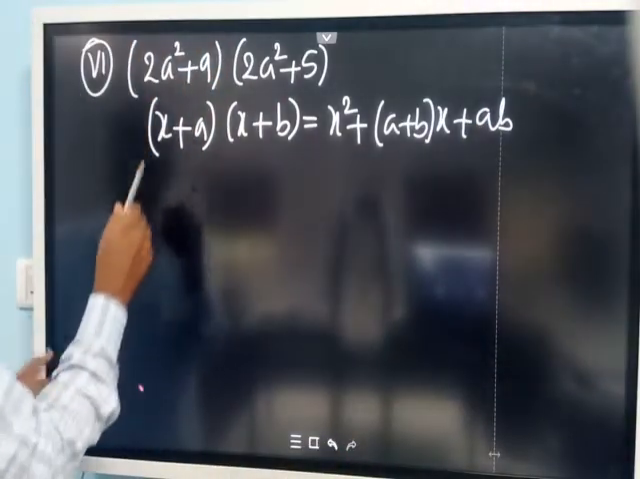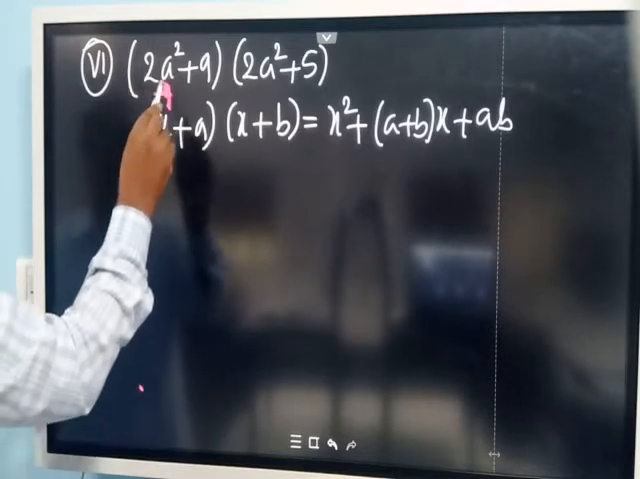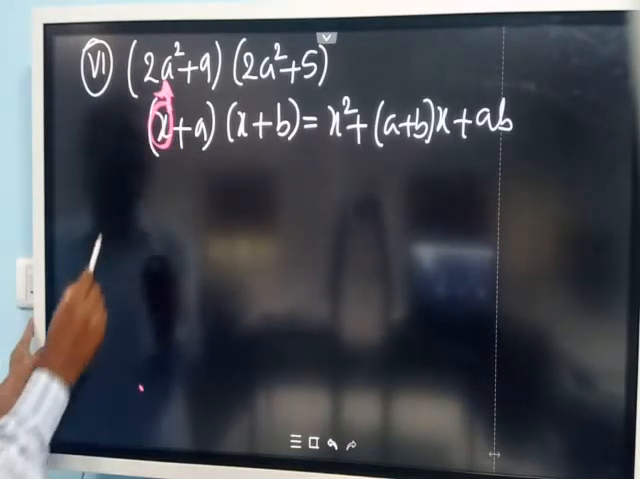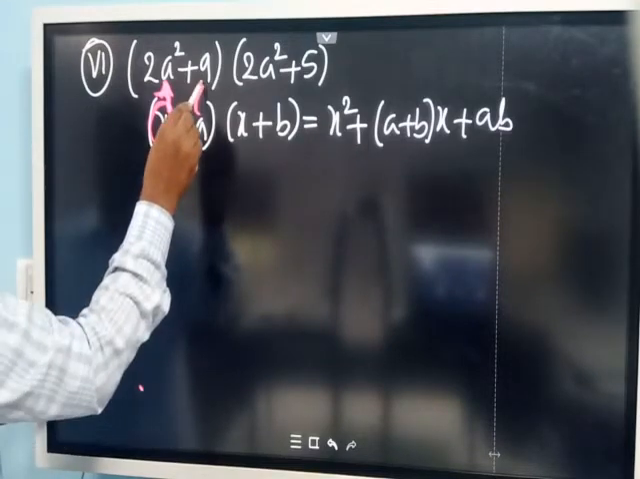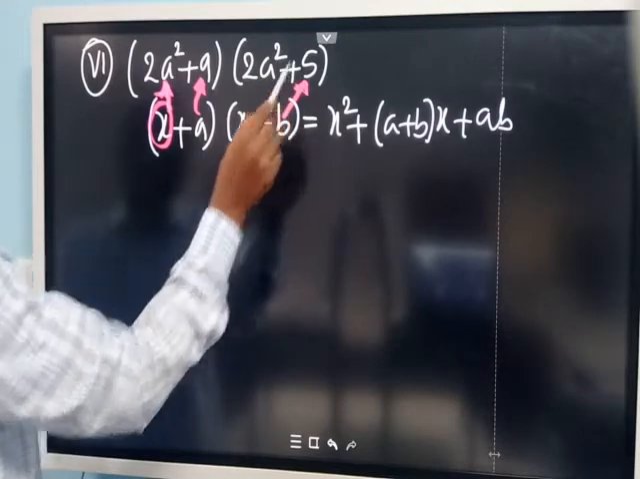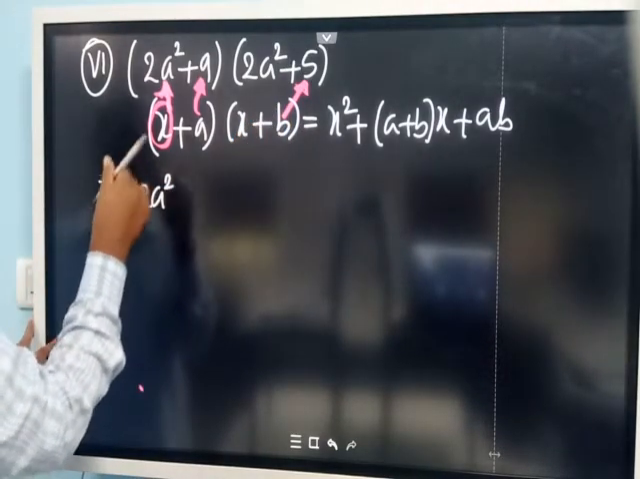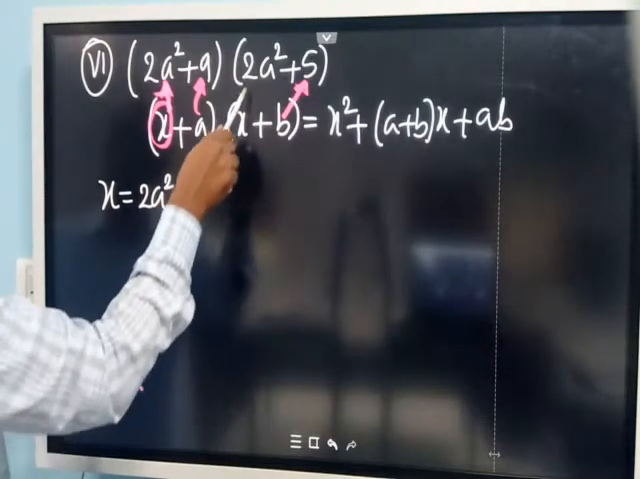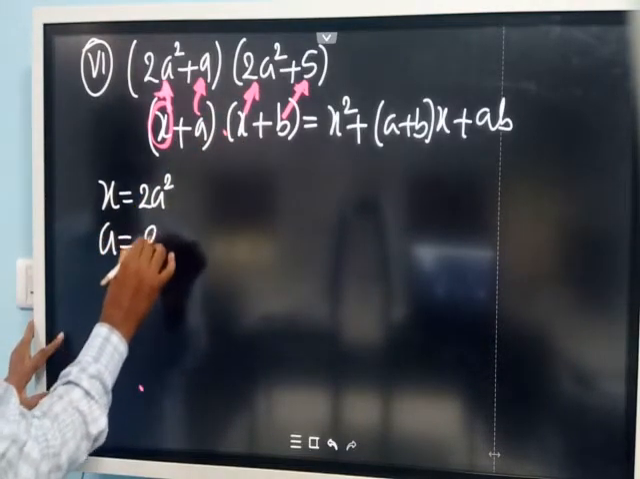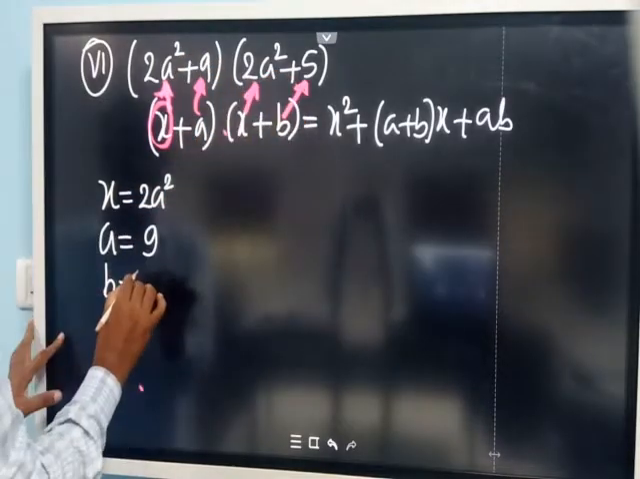Now if you compare this one, in place of x you have 2a square. In place of x you have 2a square. X can be written as 2a square. A can be written as 9. So b can be written as 5. So x is equal to, you can write 2a square. Here also you can see 2a square. So a is equal to 9. A value 9. B value, here it is 5.